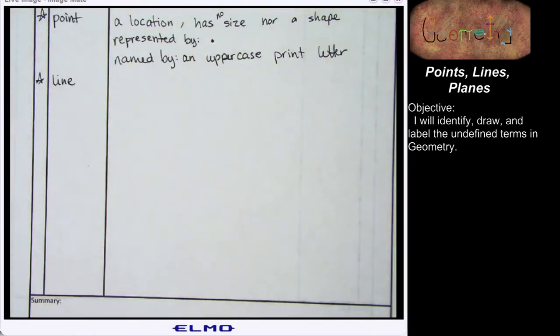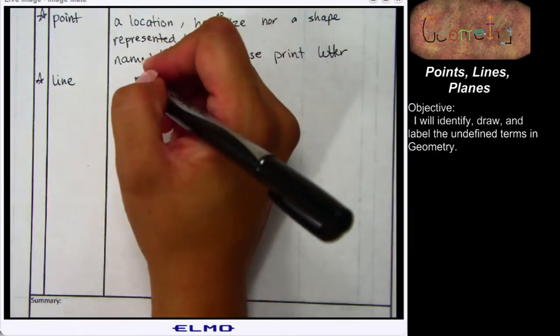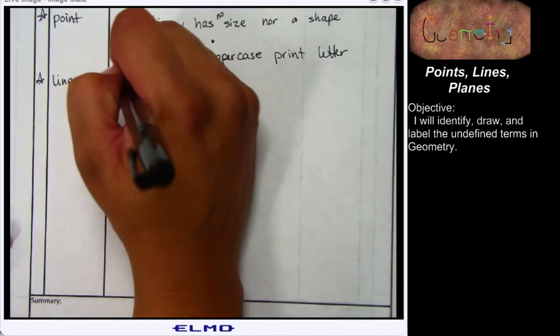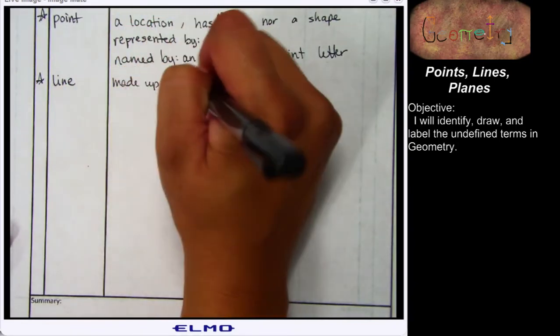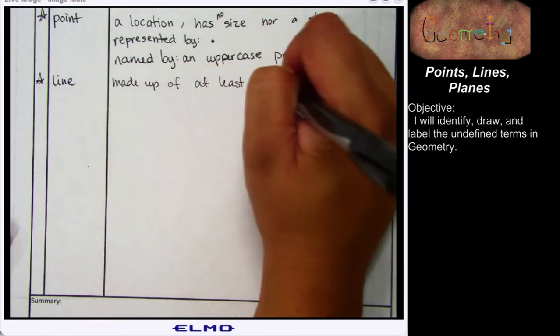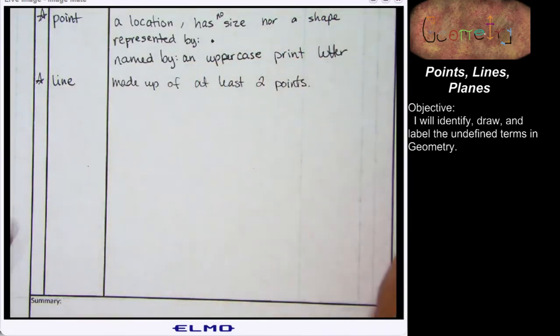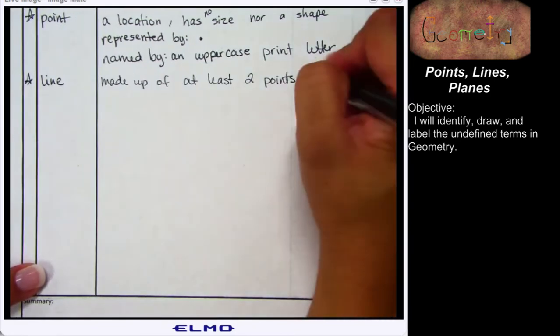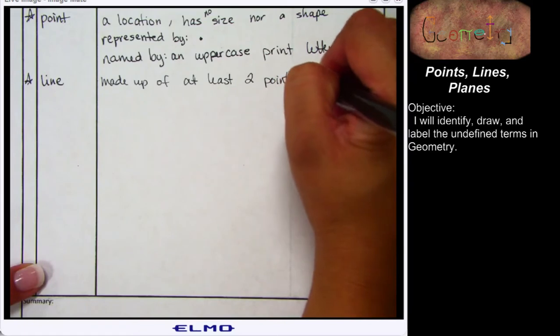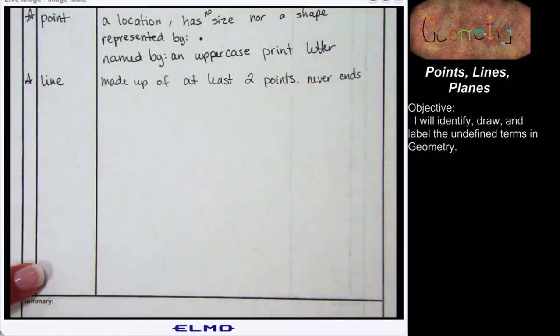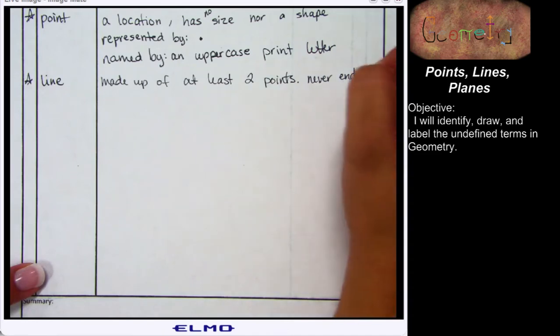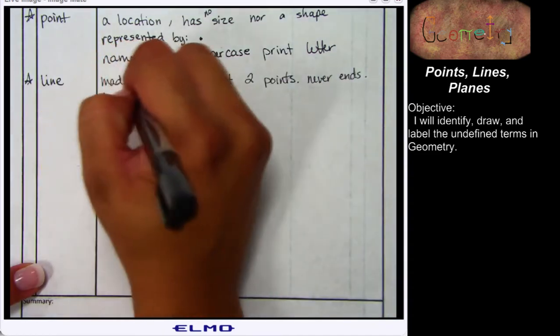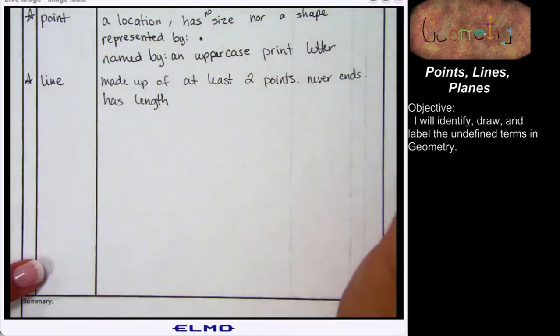All right, let's go on to the next undefined term of geometry. It's line. Now, a line is going to be made up of at least two points. It never ends. So it's going to continue on for forever and ever. We're going to be able to talk about how long the line is or how long pieces of the line are because it has a length.